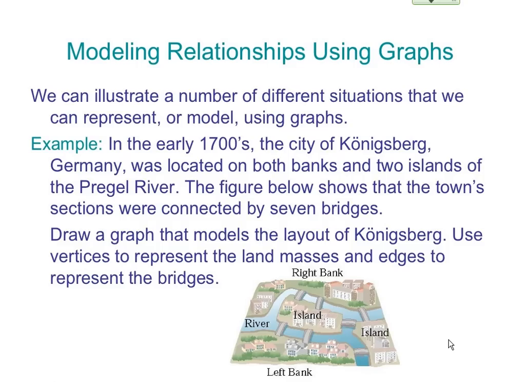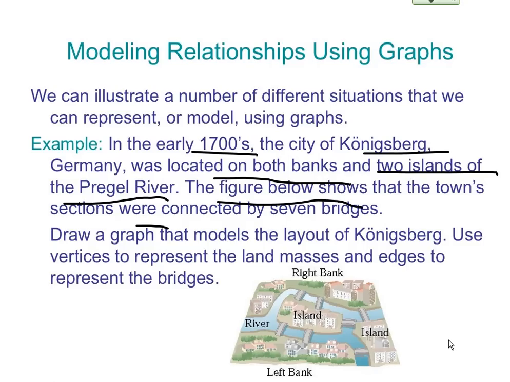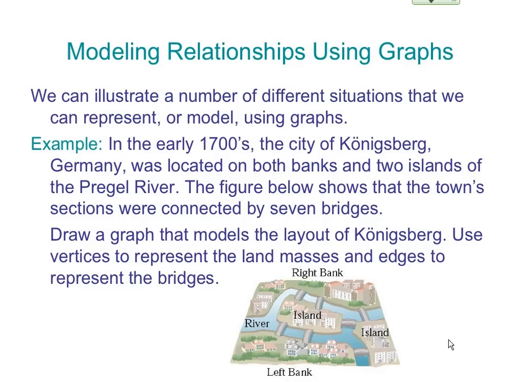In the early 1700s, the city of Königsberg, Germany, was located on both banks and two islands of the Pregel River. The figure below shows that the town sections were connected by 7 bridges. This is called the 7 bridges of Königsberg problem, by the way. It's a very famous problem. It's actually the problem that originated this study called graph theory.